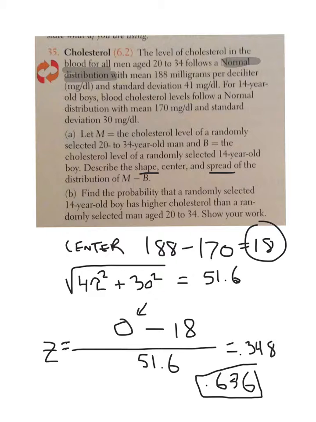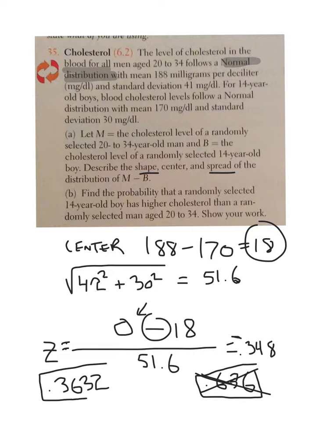Dang, I made a mistake. Right here, the negative, right? I forgot that minus sign there. So if we do the normal CDF again with a negative 0.348, we will get 0.3632. Okay. There's a 36% chance that that would happen. Sorry about that. Forgot that negative. Okay, let's look at the next one.